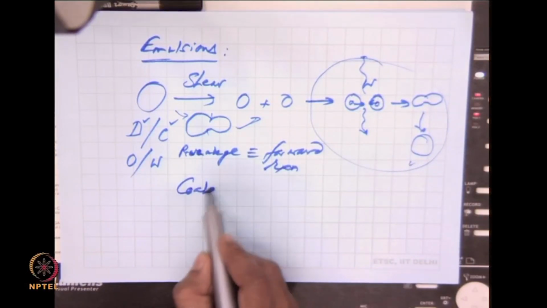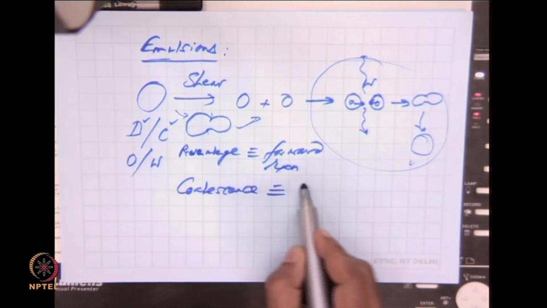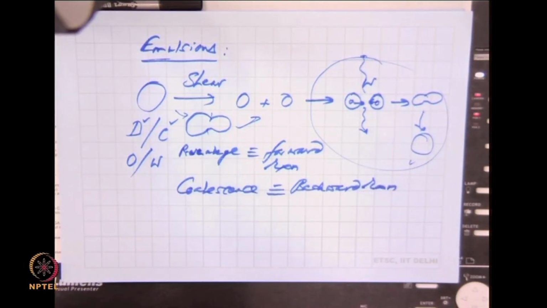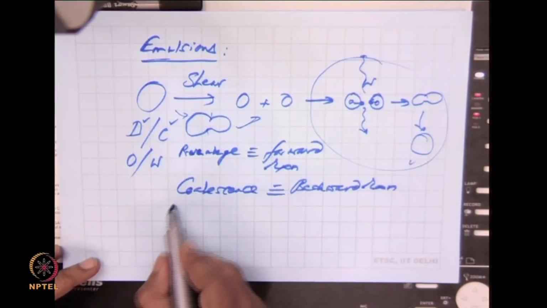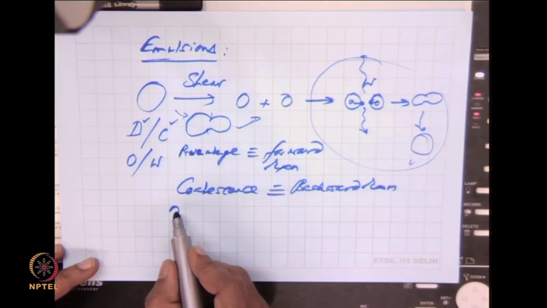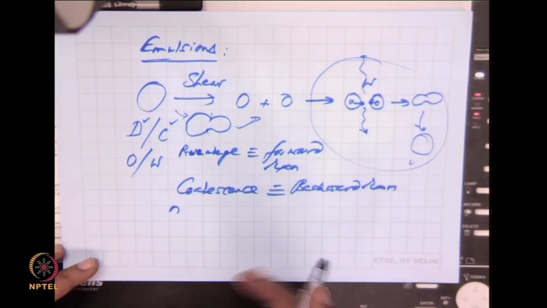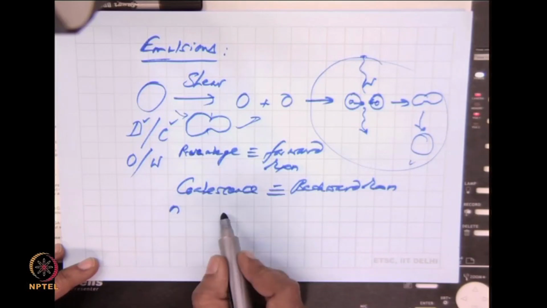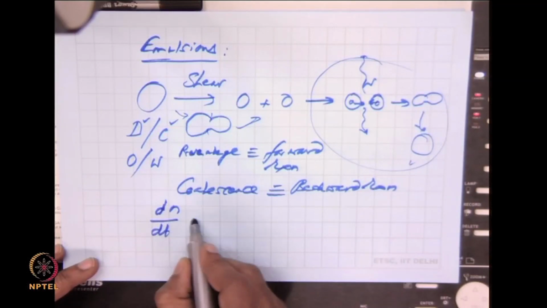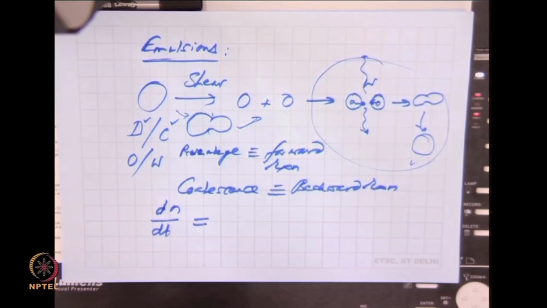And the coalescence is the backward reaction, or the reverse reaction. Now, if you choose, say, the number of dispersed phase droplets as n, and you want to write n droplets per volume of the continuous phase, how these are changing with time, you want to write dn by dt. How would we write this? Or on similar terms, minus dn by dt, how the number of droplets of dispersed phase per volume of continuous phase will change with time.